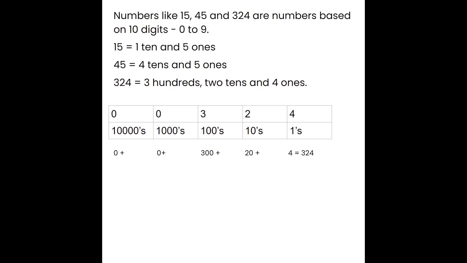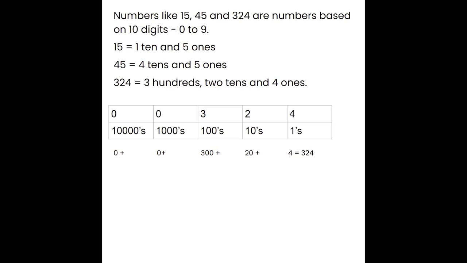So to understand binary though, we are going to first take a look at the numbers that we do know, our decimal numbers. So numbers like 15, 45, 324 are numbers based on 10 digits, 0 to 9. So 0, 1, 2, 3, 4, 5, 6, 7, 8, 9, that's 10 digits.